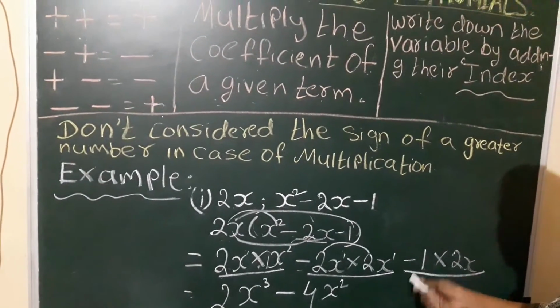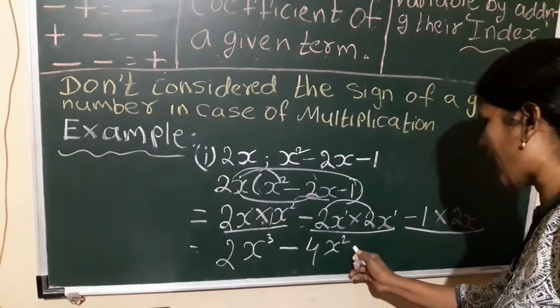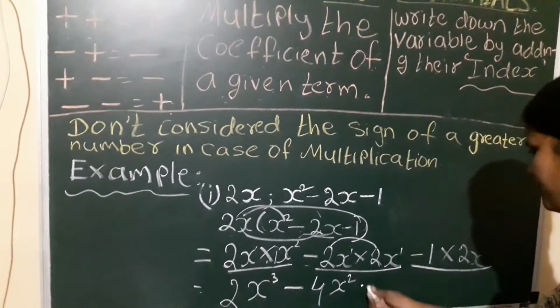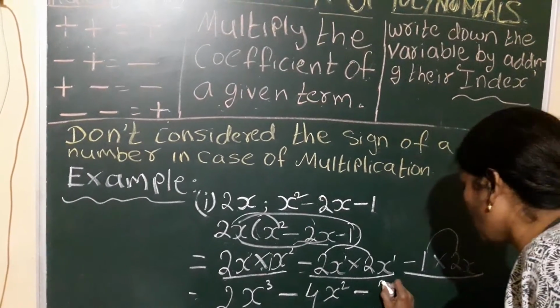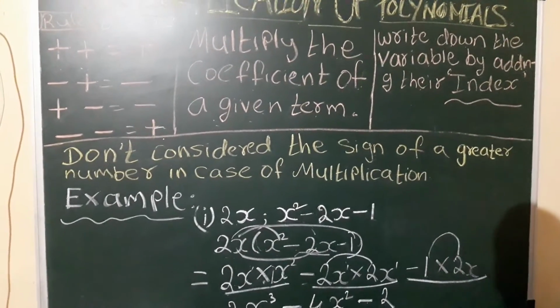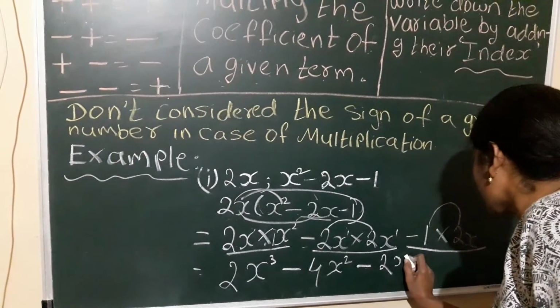Here one term is negative and the other term is positive, so the answer you will get in negative only. Minus 1 twos are 2. And here only x is there, so copy down this x as is.